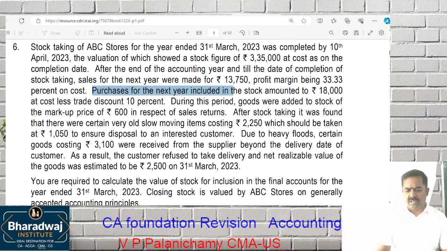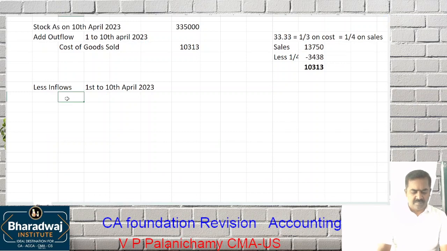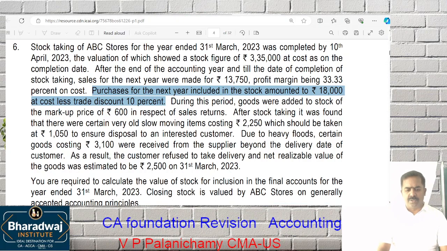Then, purchases for the next year included in the stock. 18,000 cost minus 10% trade discount. So this is inflow. What does it do? Cost of purchases. 18,000 minus 10% trade discount. What is the net cost? 16,200. 16,200 is the main.